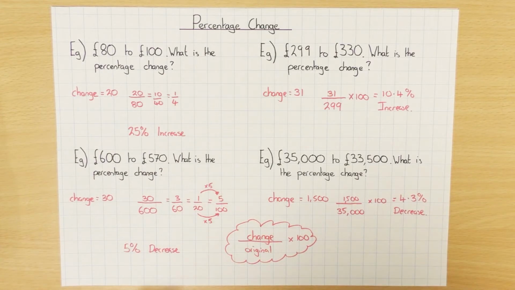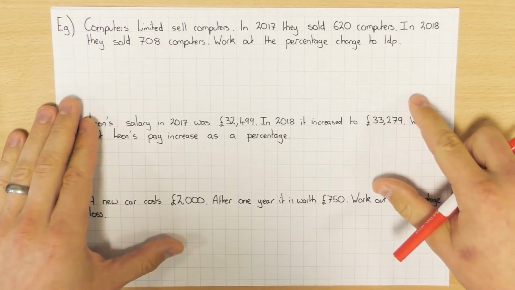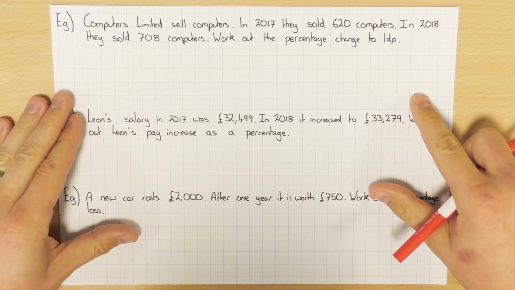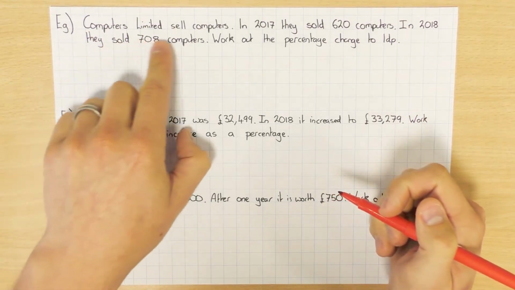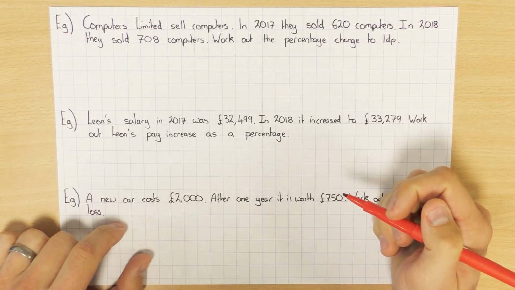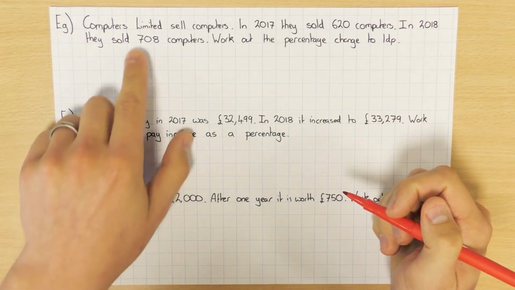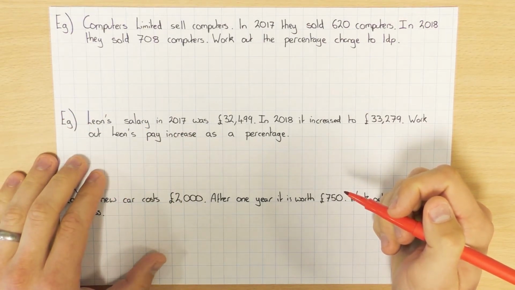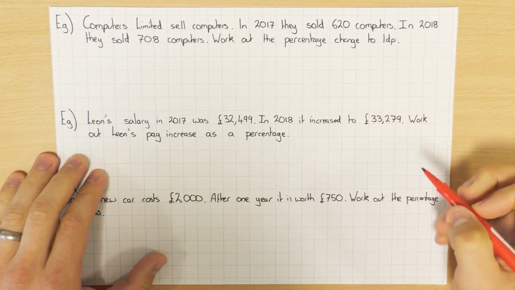Okie dokie, let's have a look at some wordy ones then, which are more likely to come up in the exam, but we can just apply that method to these. So, Computers Limited sell computers. In 2017, they sold 620 computers. In 2018, they sold 708 computers. Work out the percentage change to 1 decimal place.